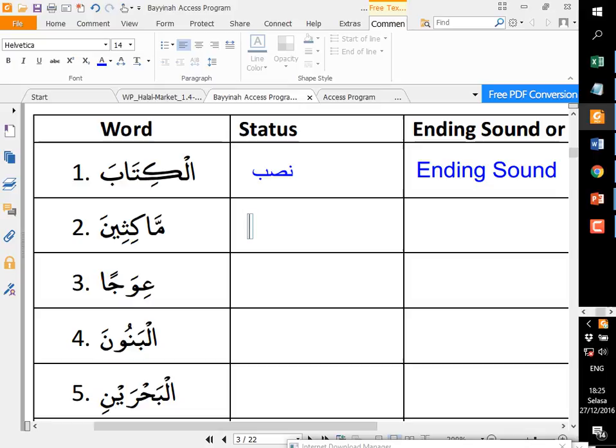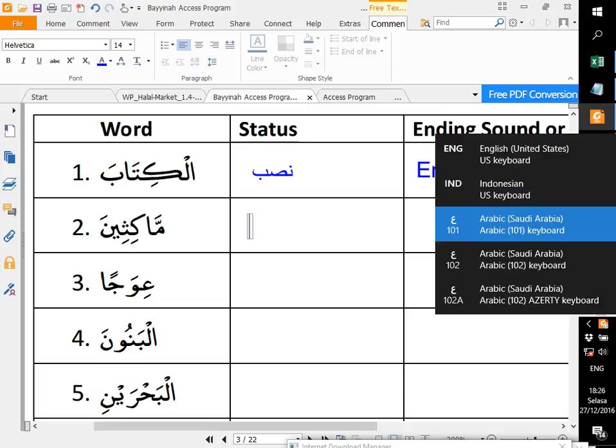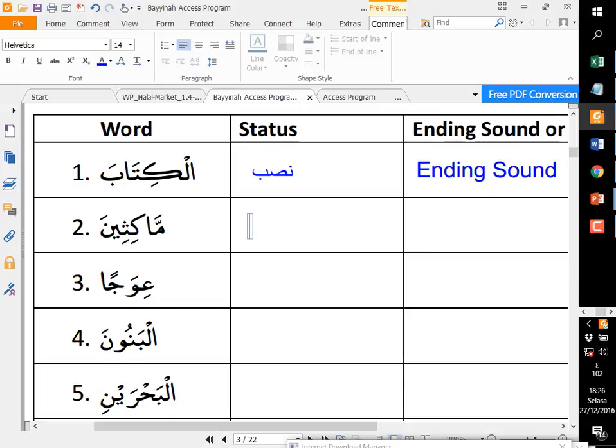Let's try to remember the Muslim chart. Muslimun, Musliman, Muslimin. And for the pair, Muslimani, Muslimaini, Muslimaini. And for the plural, Muslimuna, Muslimina, Muslimina. Okay. So it can be what? Nasab. Wrong. Or jarr.